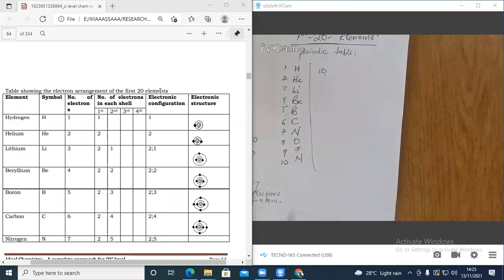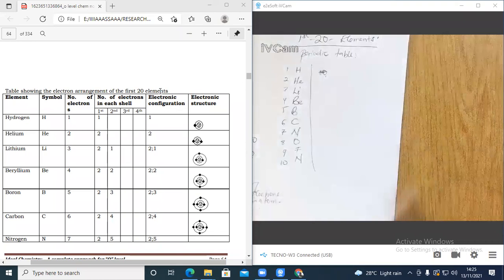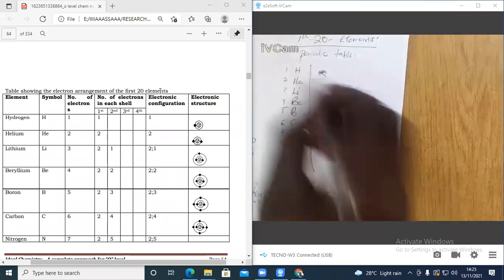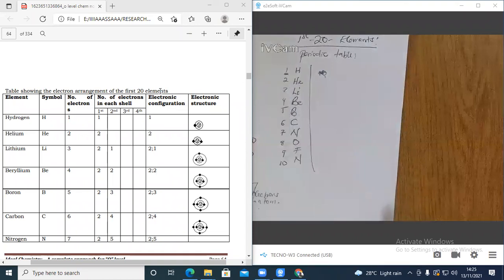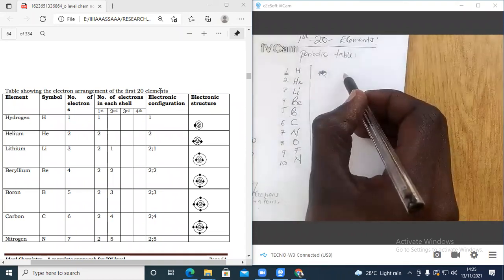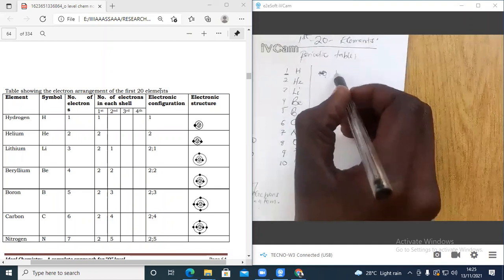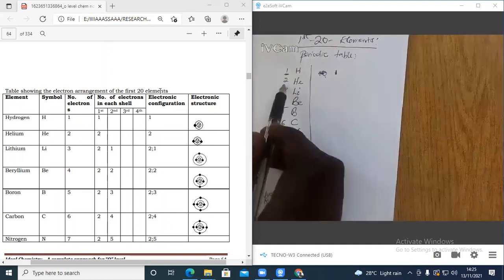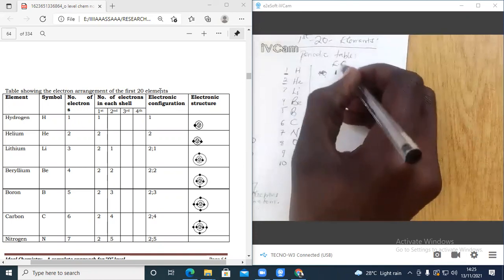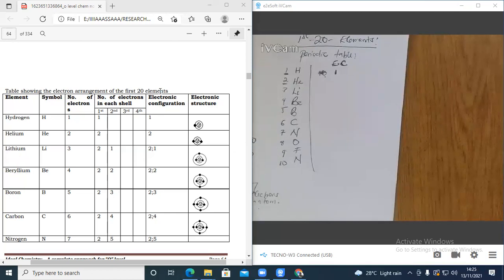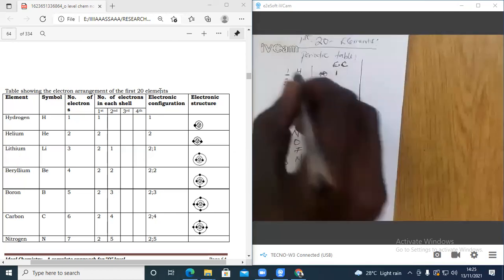So if they tell you to write the electronic configuration of hydrogen, its number is 1, isn't it? So if the number is 1, it has only 1 electron. So when you are writing it, 1. Now, helium is 2. This is the electronic configuration, EC in short. I'm briefing it like that so that at least we have an idea of what it means.